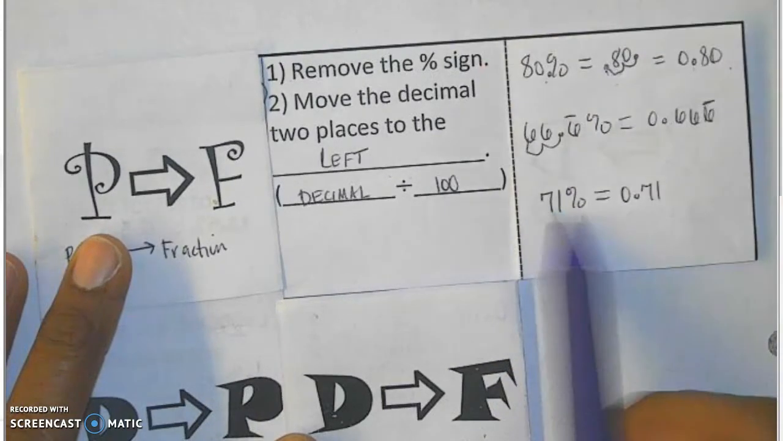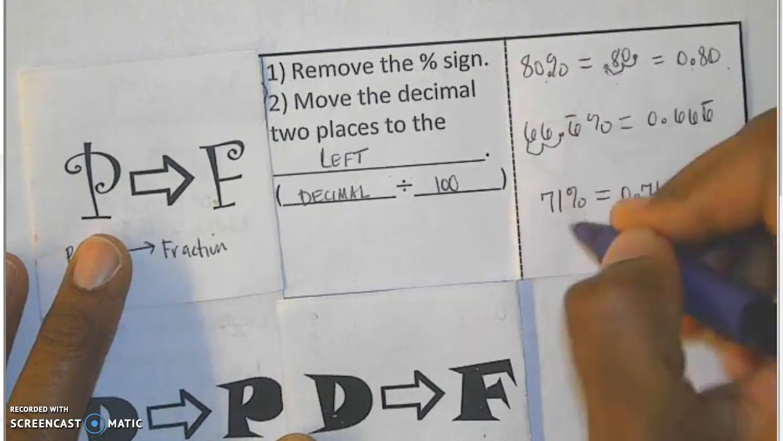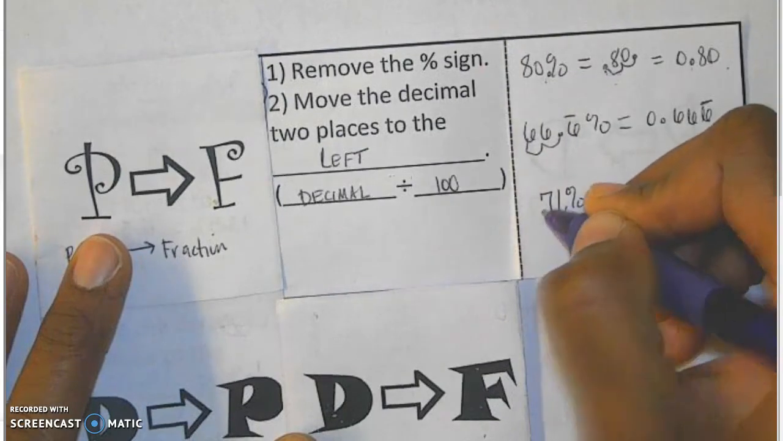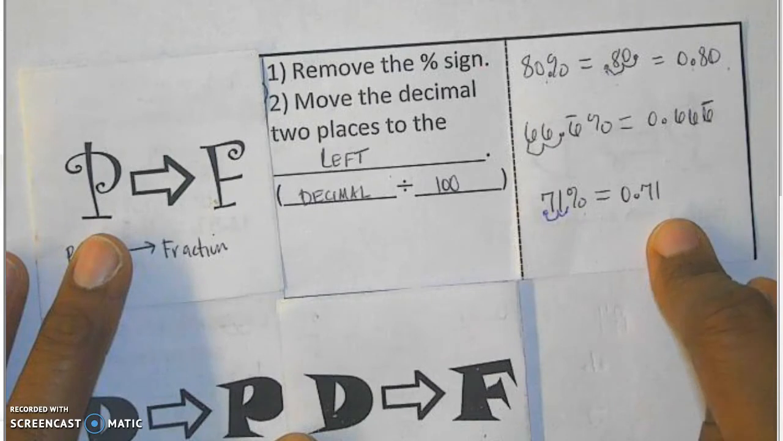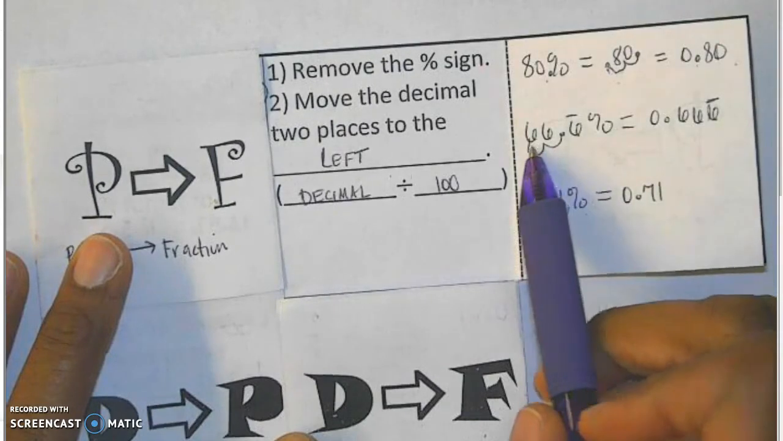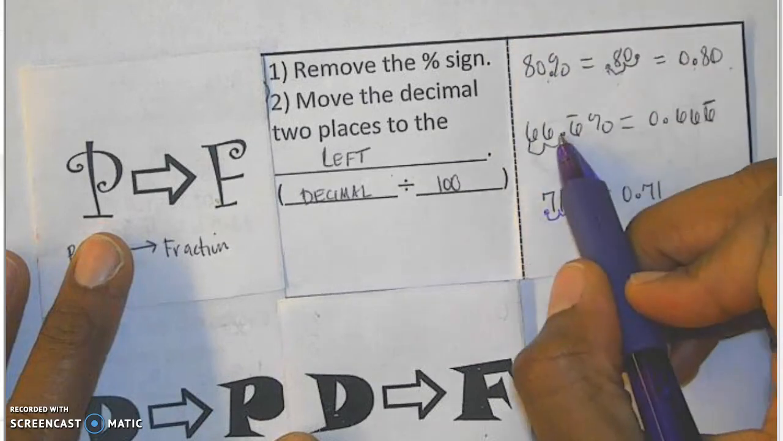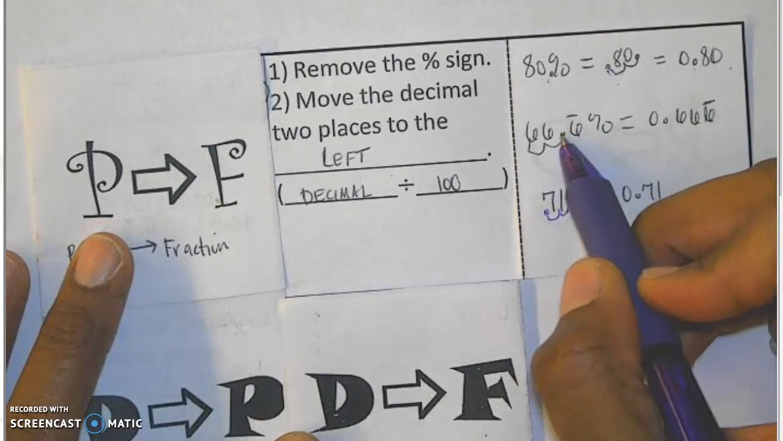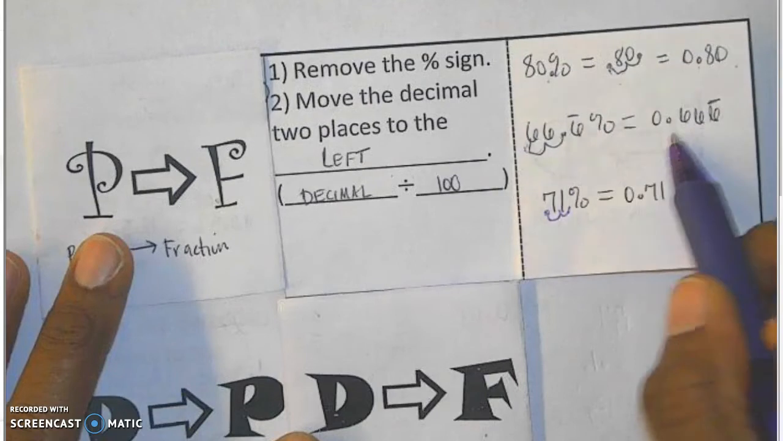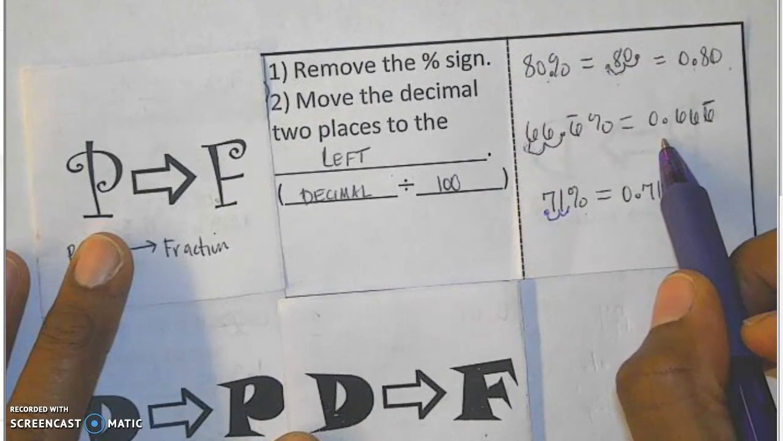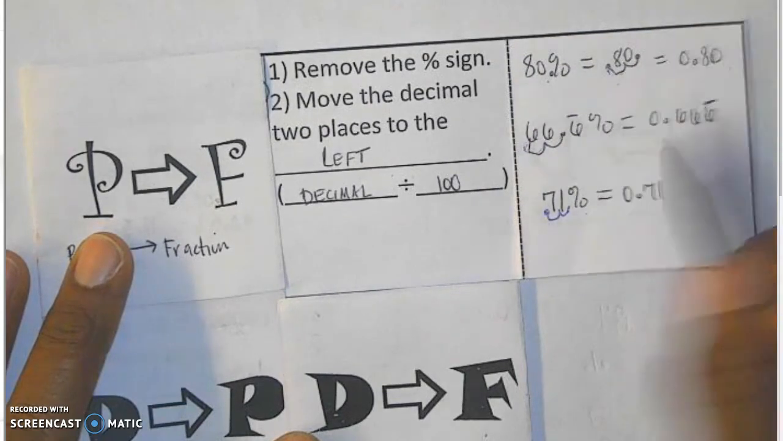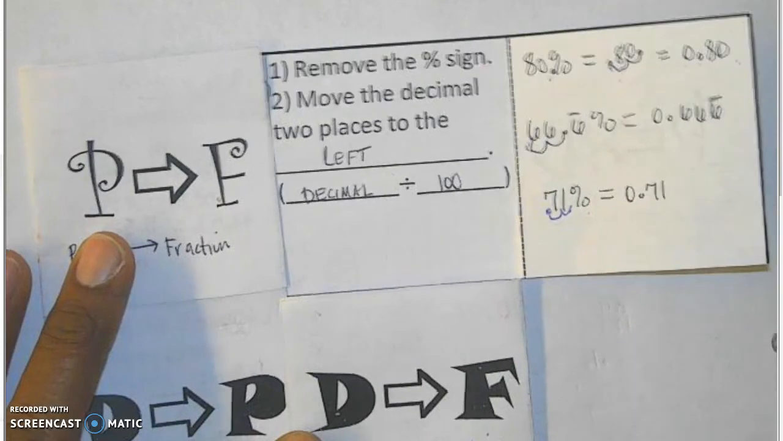Same if we have 71%, 2 places to the left, it will become 71 hundredths. And even if we have a decimal number, 66 and 6/10%, we take the decimal place we can see and move it 2 places to the left, and our decimal would be 666 thousandths, and that 6 is repeating, so there's a bar over it.